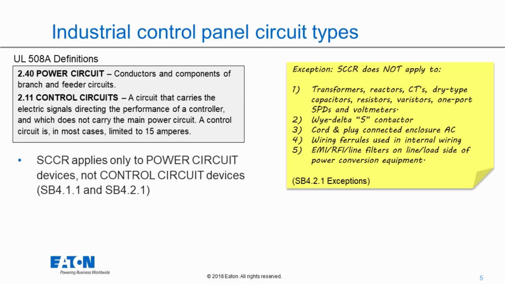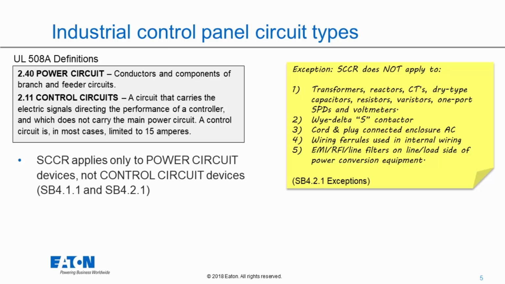So it's also very important that we define power circuit versus control circuit, right, since that's what makes up my industrial control panel. A power circuit, those are my conductors and my components of branch and feeder circuits. Now, of course, we don't define branch and feeder circuits till the next slide, but the easiest way to know if something is a power circuit is if it is between your supply and a load, right? So if it feeds an external load, that makes it part of the power circuit.